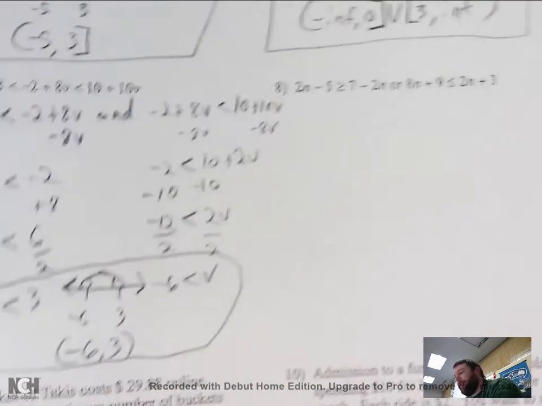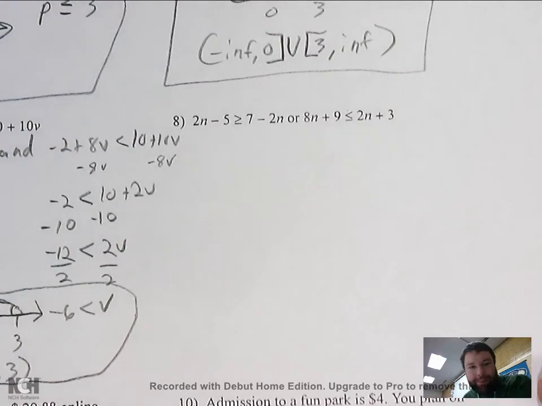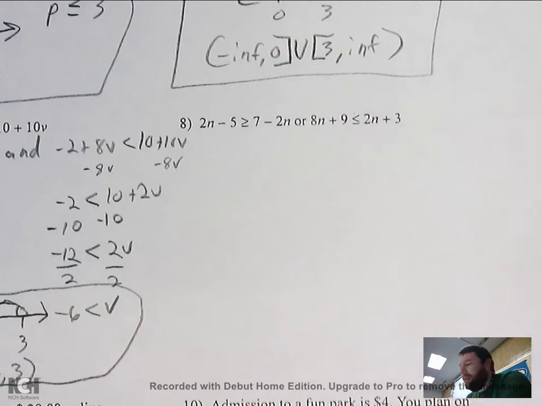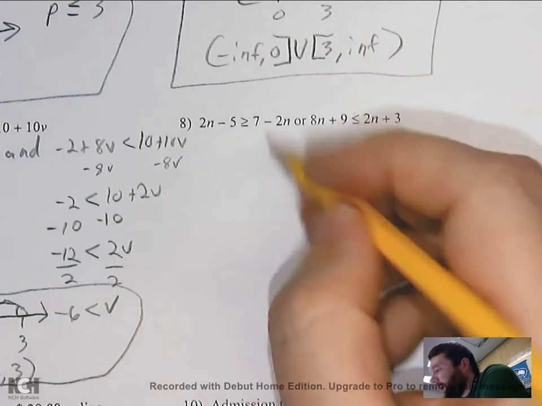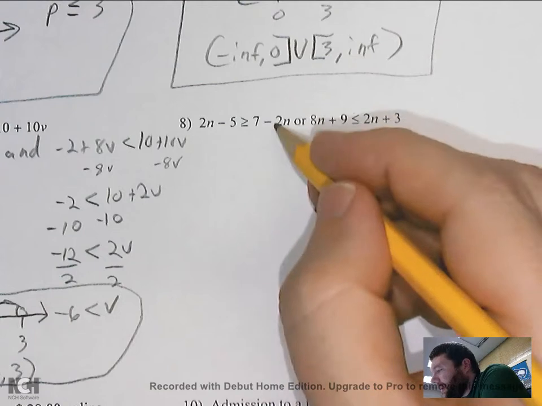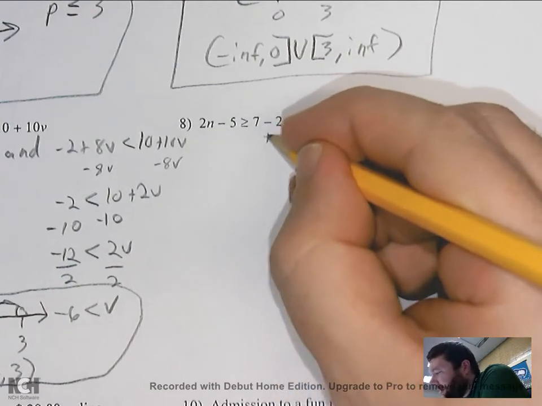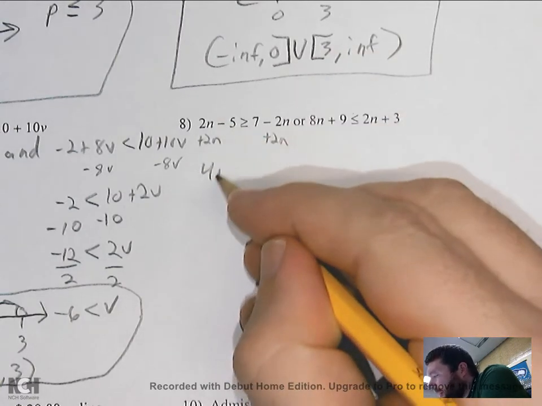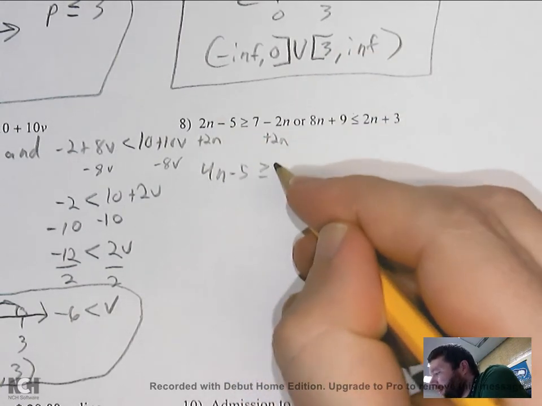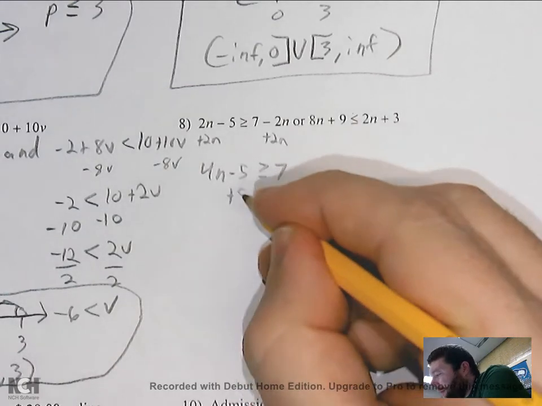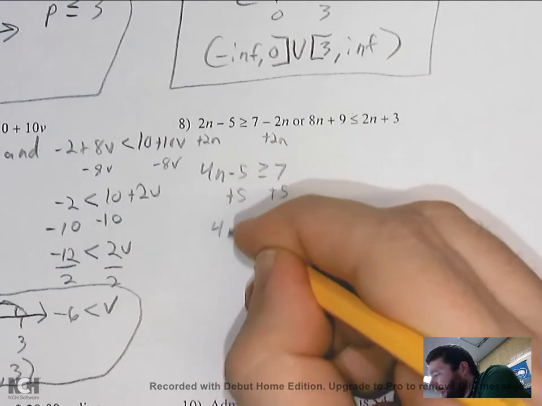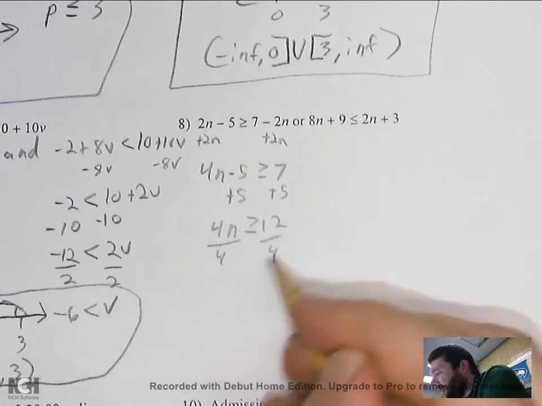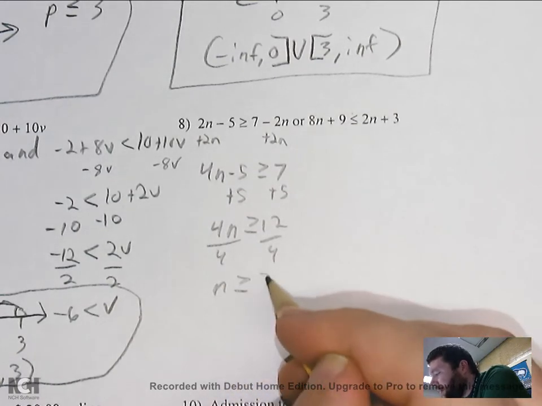Then our last problem here before we get to the story problems. This one is an OR problem, so it's going to go opposite directions. Don't need to worry about splitting, just need to get things to the one side. So this one, this is a negative 2n, so I'm going to add it to the other side so I can keep things positive. So add 2n gives me 4n minus 5 greater than or equal to 7. Then I would add 5 to each side, gives me 4n greater than or equal to 12, and then divide by 4, and I get n is greater than or equal to 3.